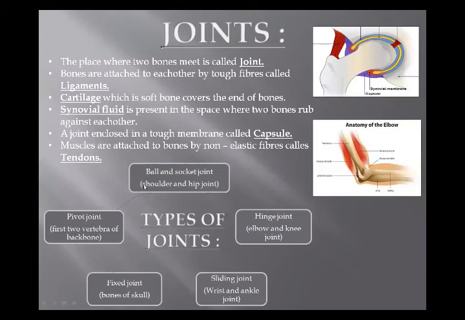Again, I repeat about the ball and socket joint. A ball and socket joint can move in all directions, and the shoulder and hip joints are examples of ball and socket joints. And the elbow and knee joints are examples of hinge joints. A hinge joint allows movement only in two planes, that is upward and downward.